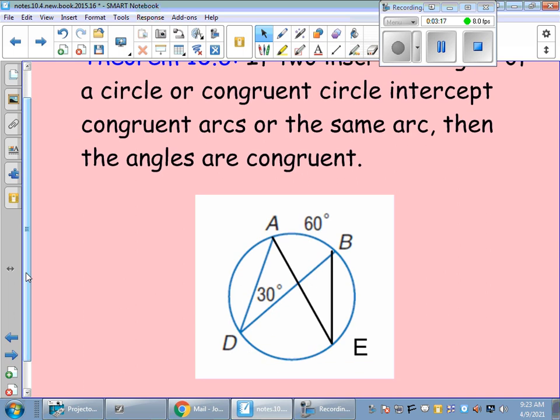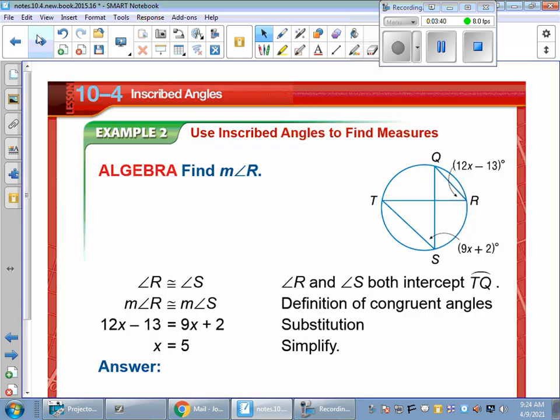Going back to our example with 30 and 60. This angle's 30, it intercepts this arc. When you say intercept, follow the chords. So that intercepts that arc. Same thing over here. What is the measure of this angle? Well, follow the chords. It intercepts the same arc, which is 60. So you take half of that and you get 30. You've just got to follow those to see where you're at.